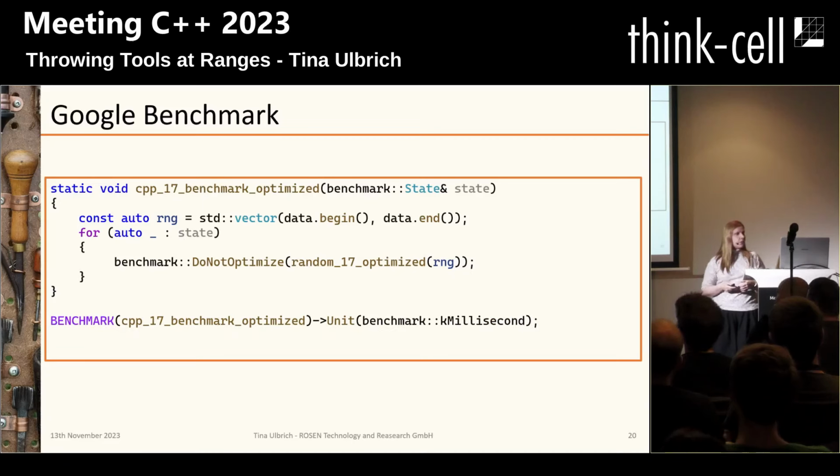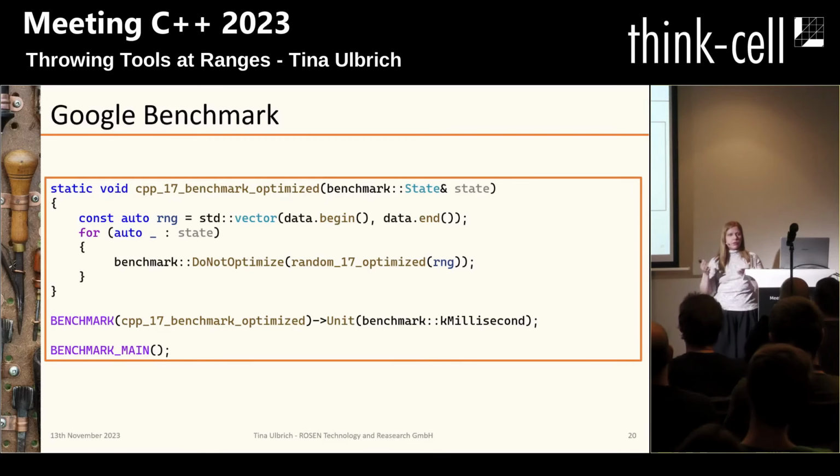Then there's this macro where you have to register your benchmark in order for it to be executed. I changed the output here to milliseconds. By default, it's nanoseconds, and it's just a huge number, and I don't think it's very readable. So I like milliseconds here. And then there's a benchmark main, which is also a macro, and it calls all of the registered functions and calculates the benchmark for this. So this is the entire setup. I think it's super easy, super fast to do.